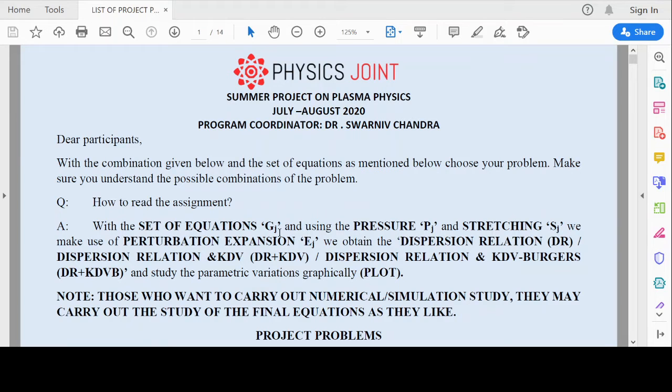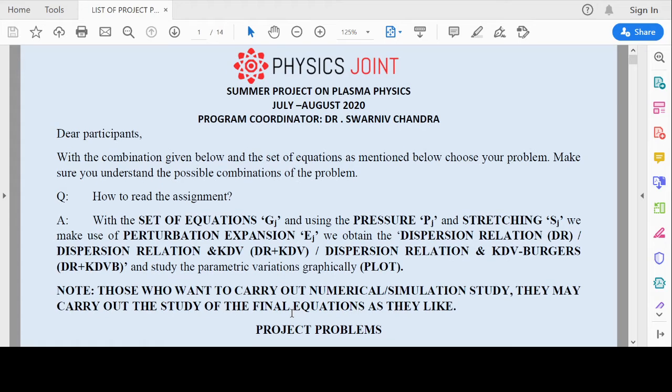First, with the set of equations Gj, that is G1, G2, and using the pressure equation Pj and the stretching Sj, we make the perturbation expansion Ej and obtain the dispersion relation, or the KdV-Burgers equation, or even the Sagdeev equation, whatever it is, and study the parametric variations graphically. Now, let's carry out these things.